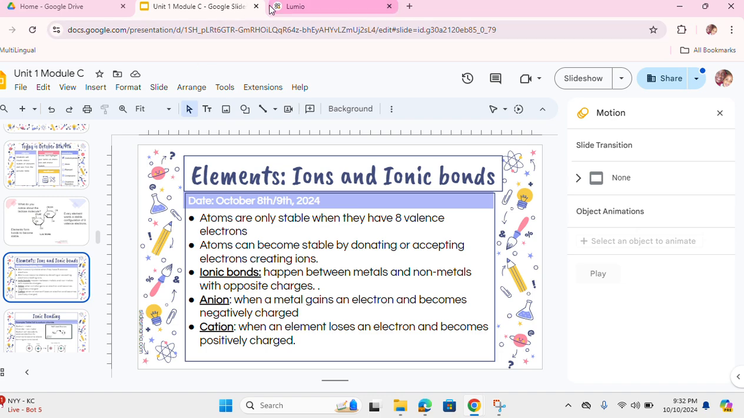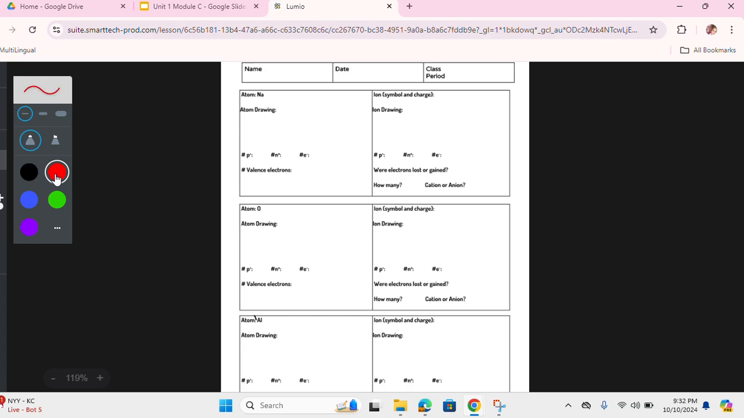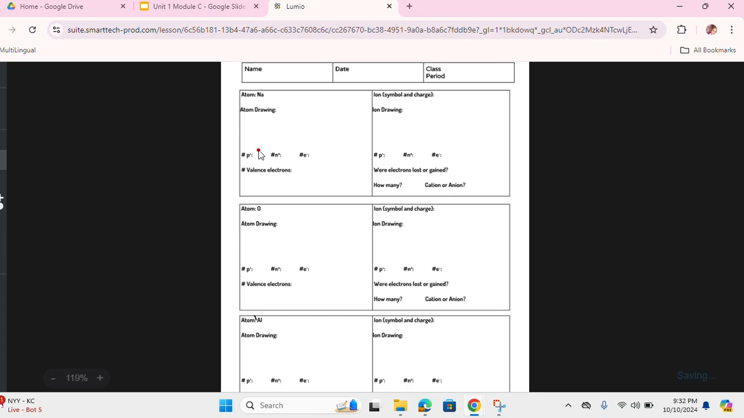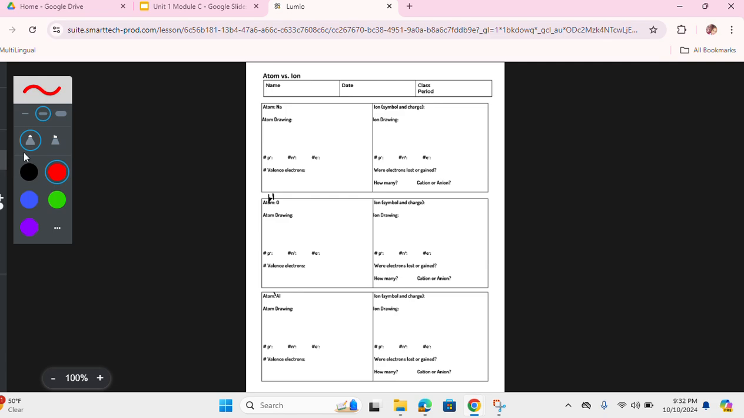So before we get into ions, let's take a quick look at this activity that we did in class the other day. Okay, so we have sodium. The atomic number for sodium is 11. So that tells us how many protons we have. So we should know that we have 11 protons.